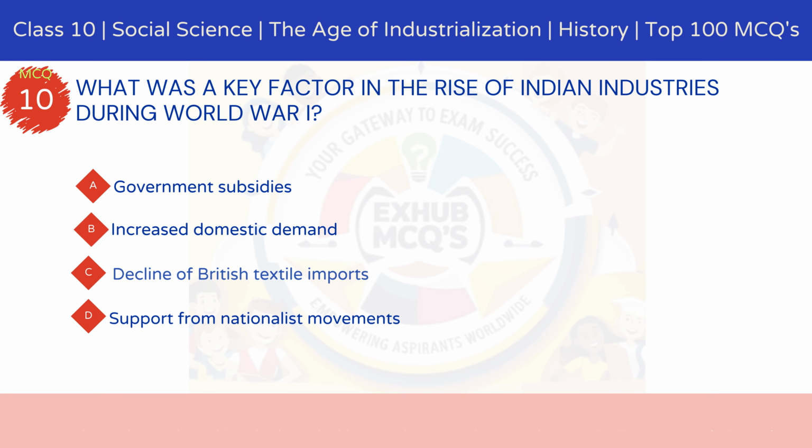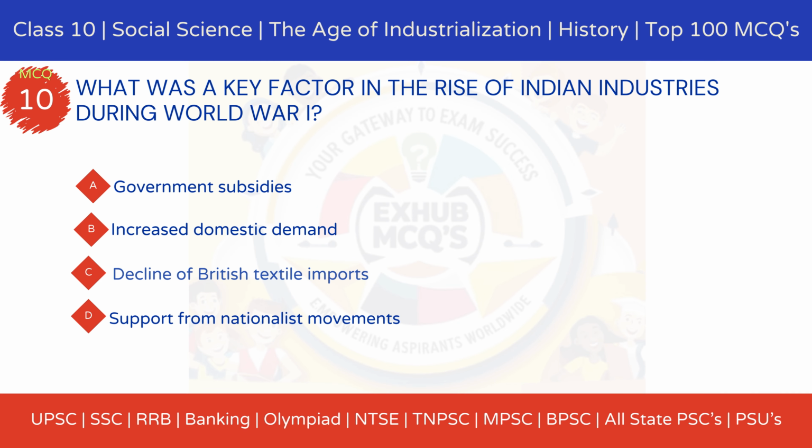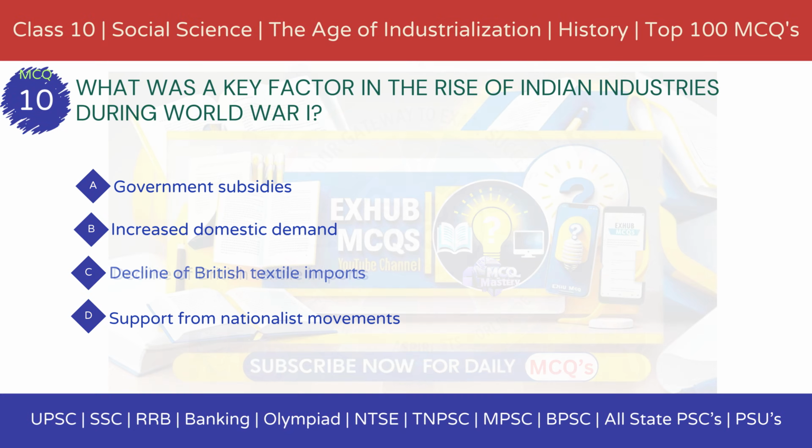MCQ 10. What was a key factor in the rise of Indian industries during World War I? Option A. Government subsidies. Option B. Increased domestic demand. Option C. Decline of British textile imports. Option D. Support from nationalist movements.